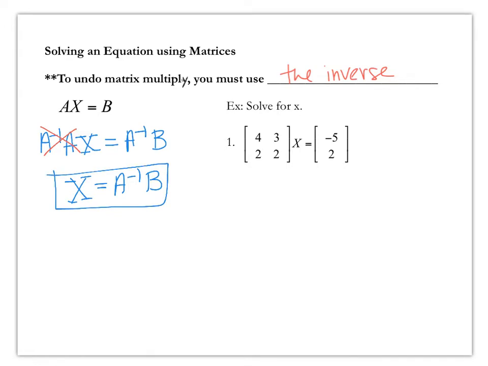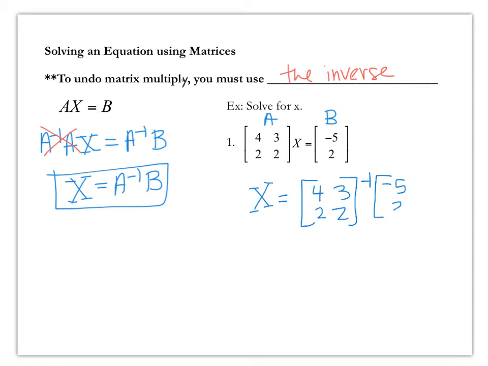So we're going to try number 1. Sometimes I find it easier to just label which one's A and B. A is going to be the one with x, B is the one that's by itself. Now to get x by itself, I need to think about what I need to do to move the A matrix to the other side. To move the A matrix to the other side, I'm going to have to use its inverse. And remember, I talked about the fact that that would need to go first, in front. So it's going to be the inverse of A times B.